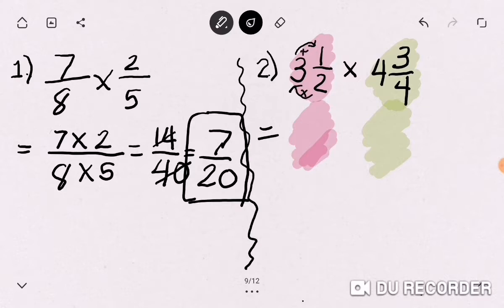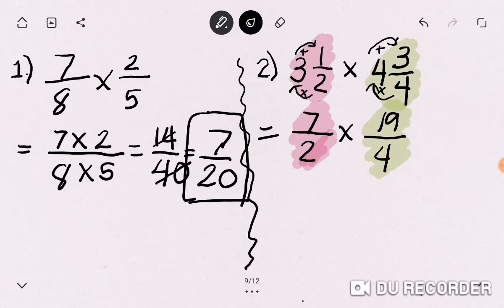Subukan natin. So, 2 times 3 is 6. 6 plus 1 is 7. And then, copy the denominator. So, meaning to say, 3 and 1/2 is equivalent to 7 over 2. Subukan uli natin sa pangalawa. So, we have 4 times 4 is 16. And then, add natin yung sagot, 16 plus 3 is 19. And then, copy the denominator. So, meaning to say, 4 and 3/4 is equivalent to 19 over 4.